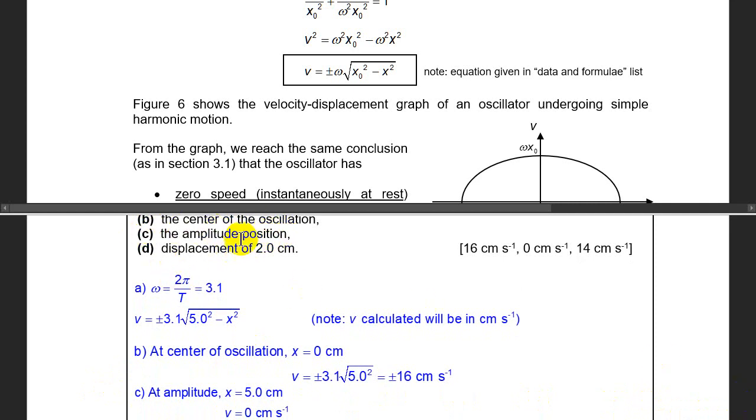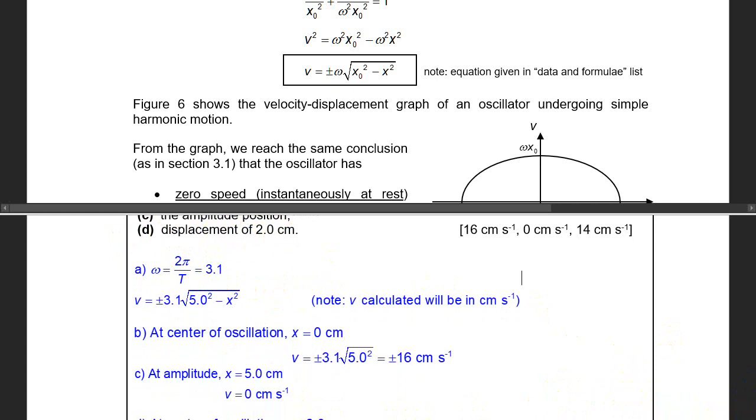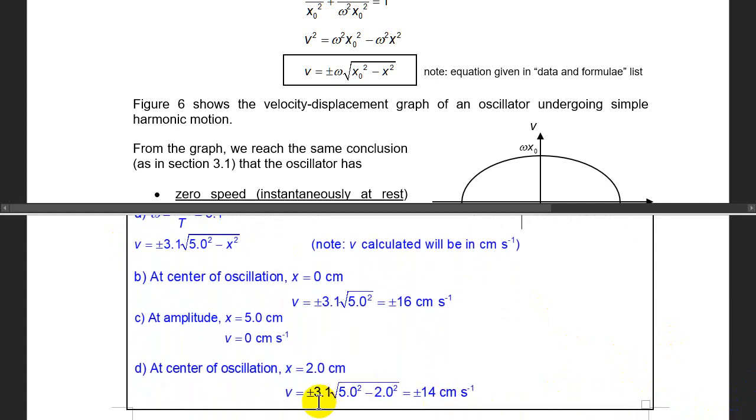At the amplitude position, your x is the maximum displacement, and the amplitude is 5.0 cm, which is given. So we just sub in x equals 5 into this equation. So 5.0 squared minus 5.0 squared, you get v equals 0. And then part D, find the velocity when the displacement is 2.0. So we just sub in 2.0 into our equation: 5.0 squared minus 2.0 squared. We work it out, and you get plus minus 14 cm per second.